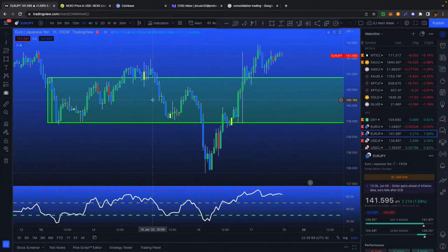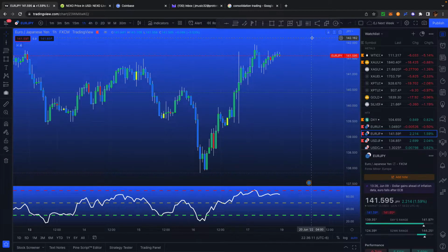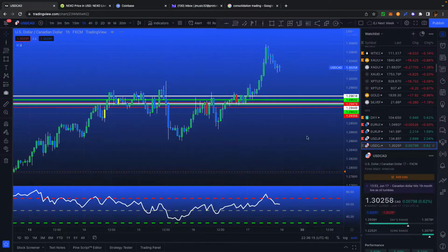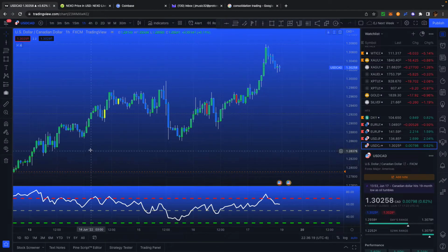So consolidation, I want to make sure you guys can spot it pretty easy. I'm going to go to a couple of different examples just to make sure. This one I used 3 candles. Doesn't always have to be 3 candles. You can do it like this too. So let's go to a different pair. Let's go USD CAD. All right. So how can I identify this consolidation?